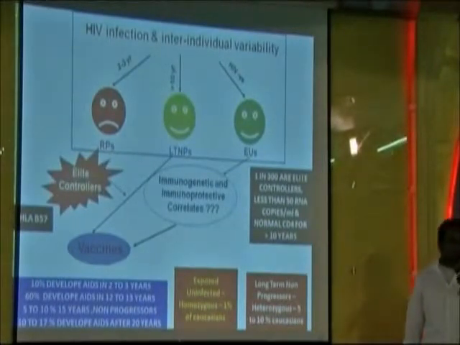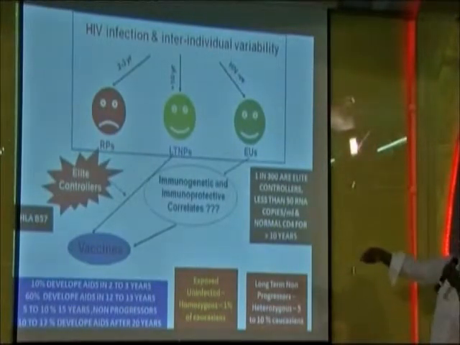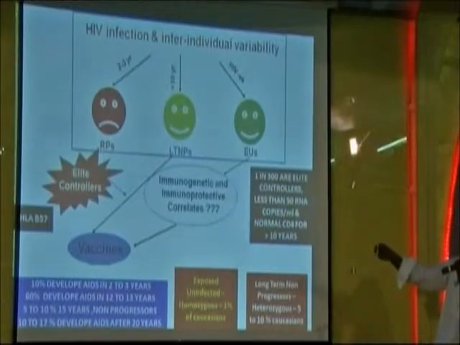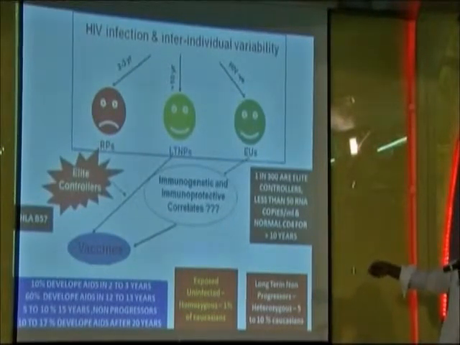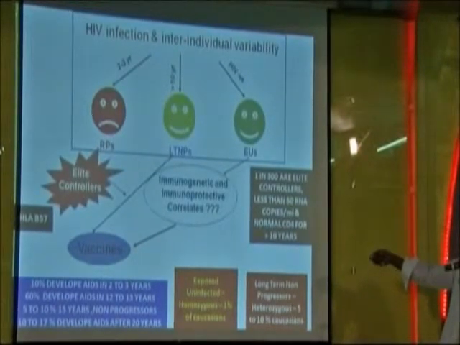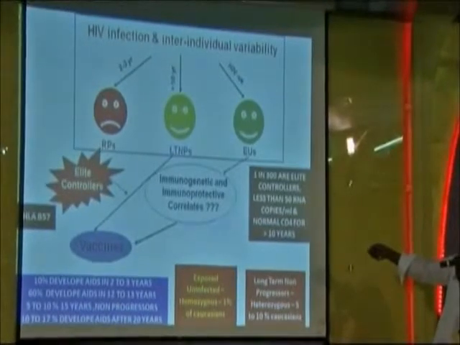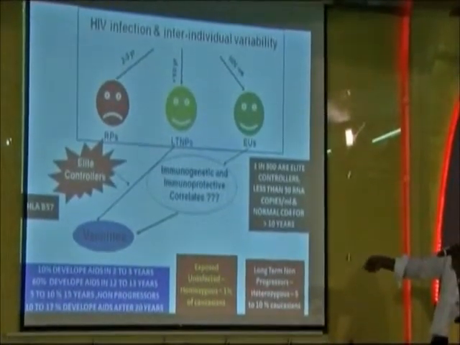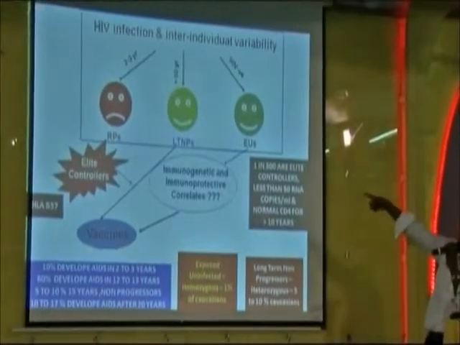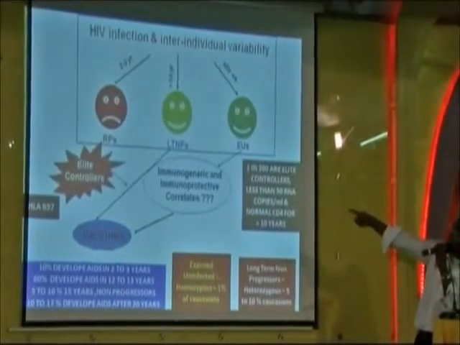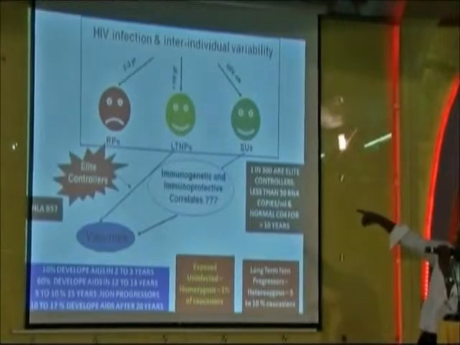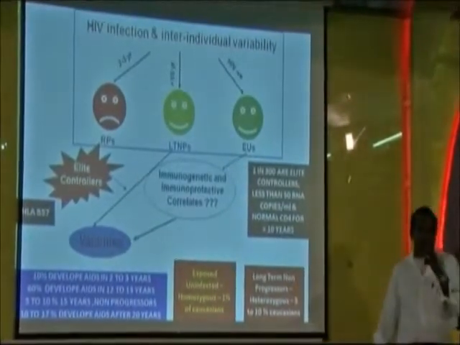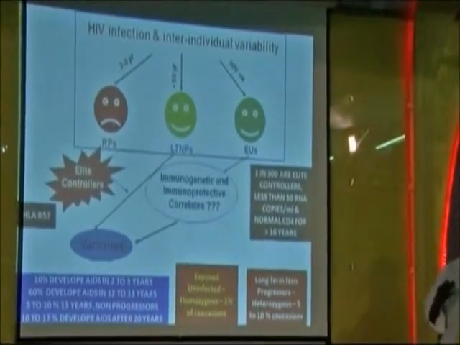And some people are elite controllers. These people are the ones who have the virus, but they're able to live with the virus for a prolonged period of time. These are long-term non-progressors. These are highly exposed but uninfected people. They are still HIV negative. And then there are some people who are rapid progressors, which is RPS, which you can see right on the extreme right. They can even progress as early as 2 to 3 years. So there is different diversity.